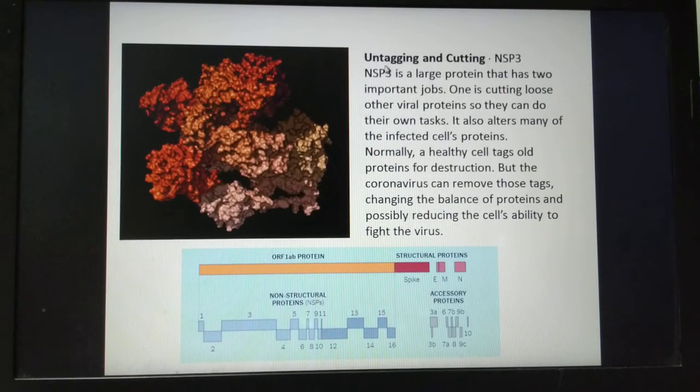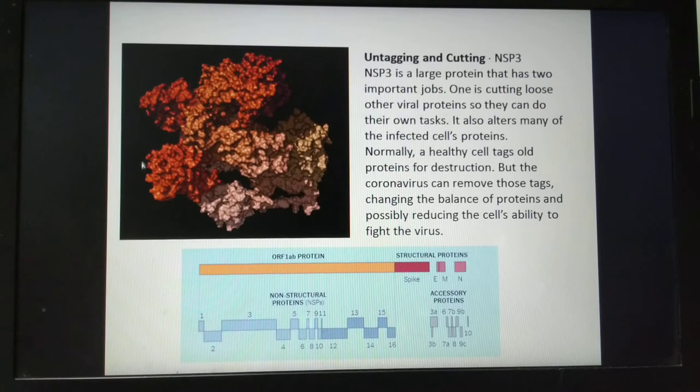Now, NSP3 is called an untagging and cutting protein. It does two primary jobs. The first is that the big virus protein can be chopped up into small proteins so that they are separate protein entities. Secondly, in our normal healthy cells, a protein is not eternally living. After synthesis, the protein does its job, and each protein has a separate half-life. After that, the protein gets degraded. This protein removes a signal from our proteins so that they are not degraded when they are supposed to be. That way the cellular health is jeopardized.